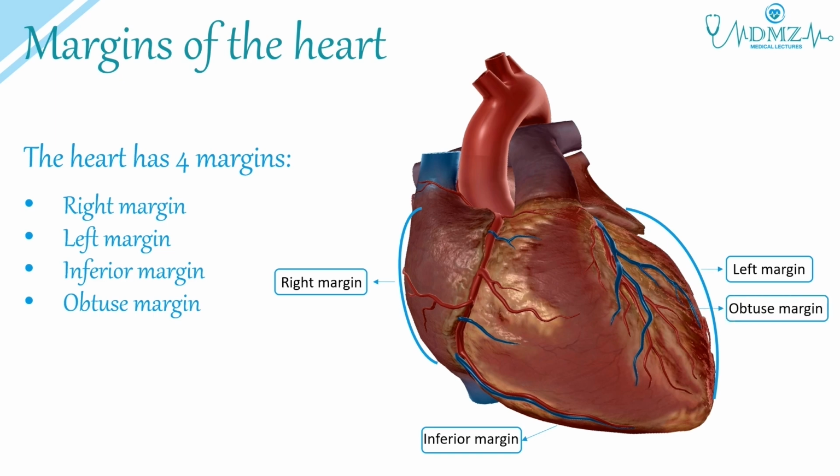The obtuse margin separates the anterior and left pulmonary surfaces. It is round and extends from the left auricle to the cardiac apex, and is formed mostly by the left ventricle and superiorly by a small portion of the left auricle.